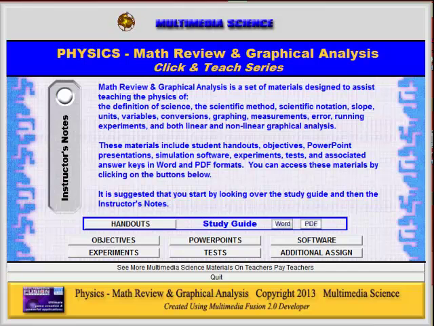The reason it's called Click and Teach is because all of the materials can be accessed from a single menu, and that's what you're looking at right now. So let's go through the materials one at a time.